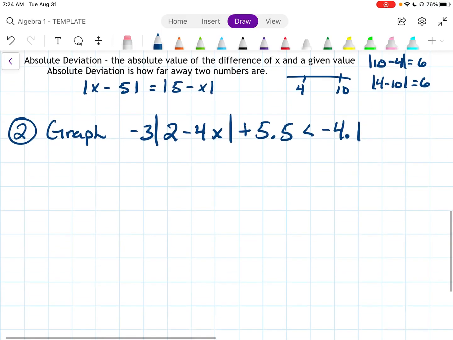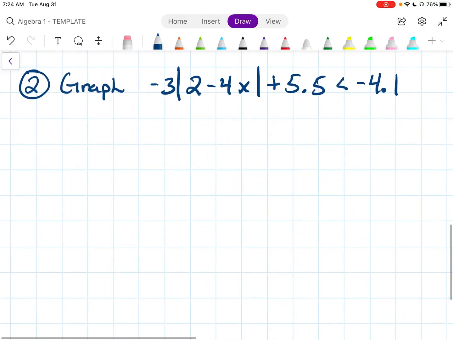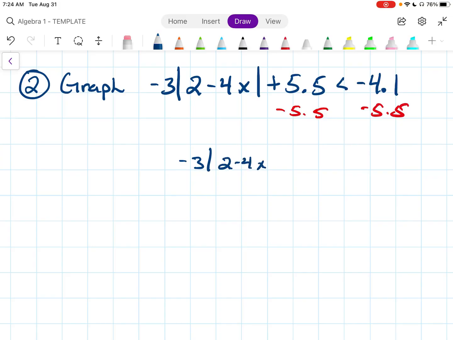All right, let's look at number 2. This is our last example. We're supposed to graph, and there's a lot of extra stuff in here. What we're going to do is deal with the absolute value bars very last. I'll start off by subtracting 5.5 from both sides. So this will give me negative 3 times the absolute value of 2 minus 4x is less than negative 9.6.